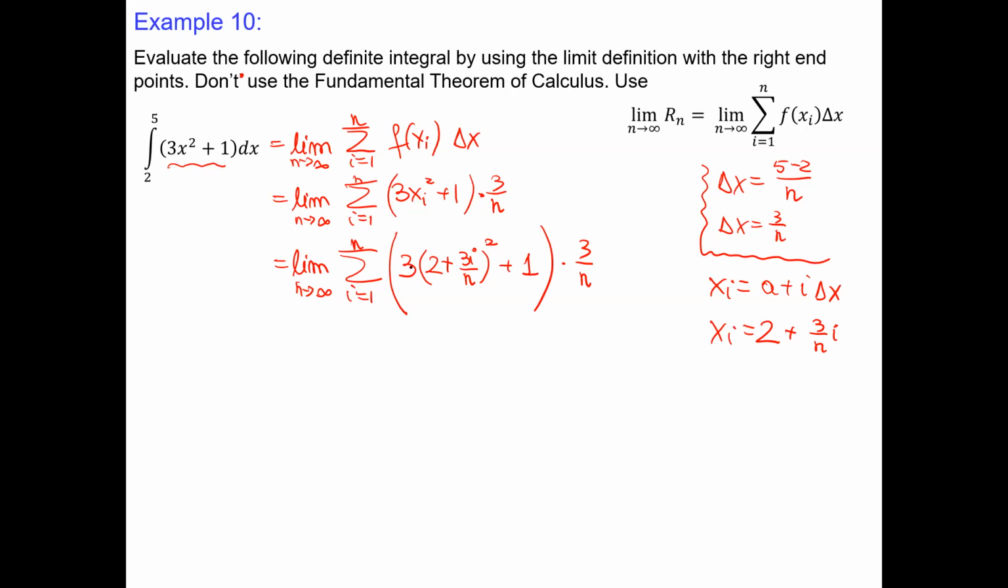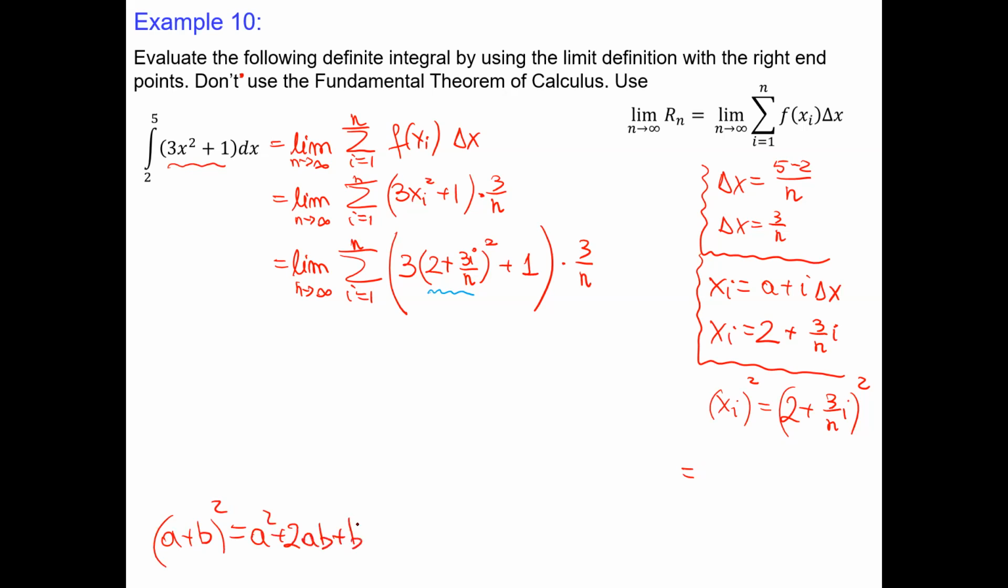Okay, and that's what I said. We have the expanded form, and we have to square it. Let me write this here. Actually, x sub i squared, because we have 2 plus 3 over n i, squared. Okay, that means I will just use the formula a plus b squared. You can FOIL a plus b times a plus b, but we know that we will get a squared plus 2ab plus b squared. Yeah, we remember this formula.